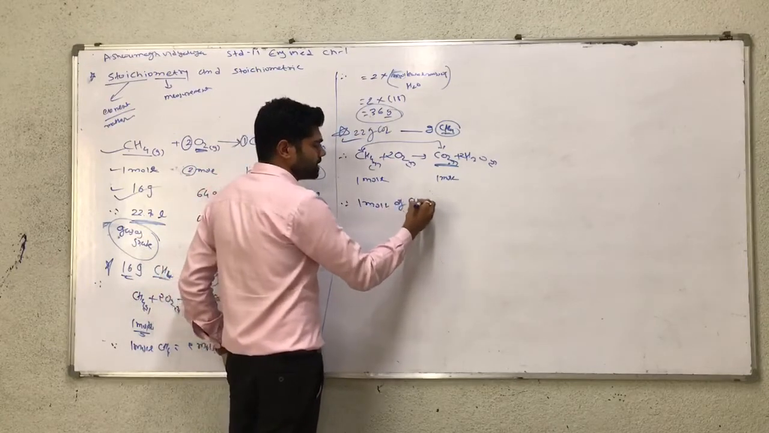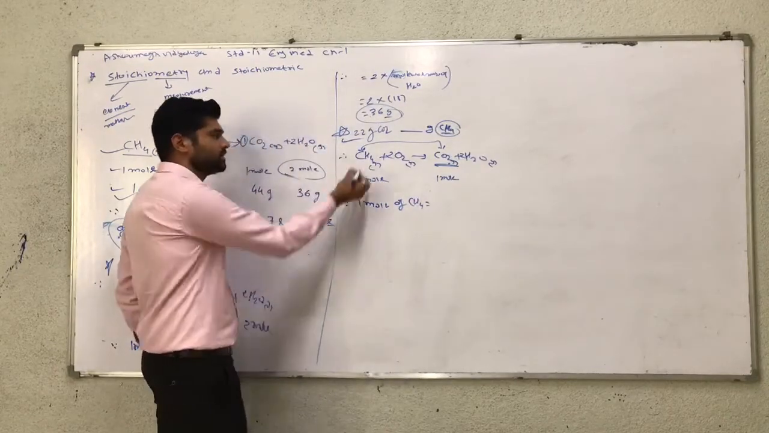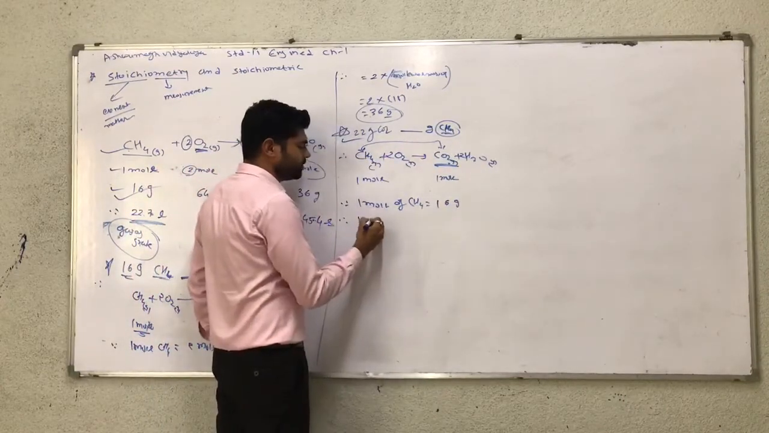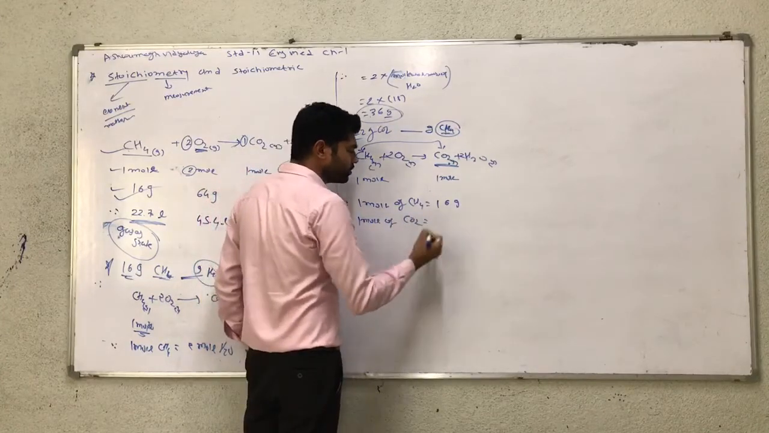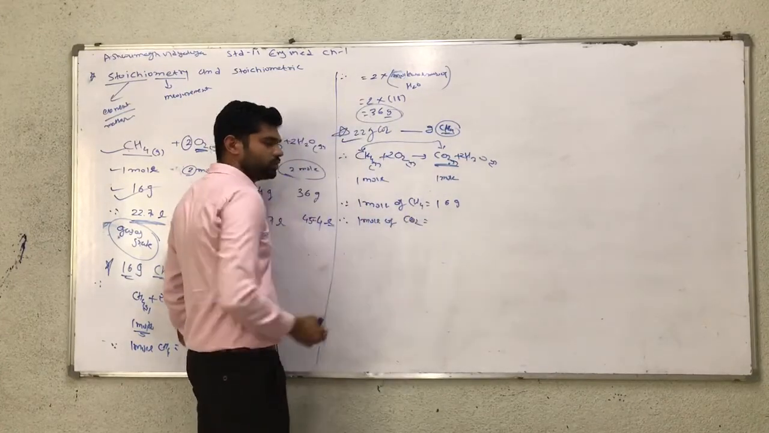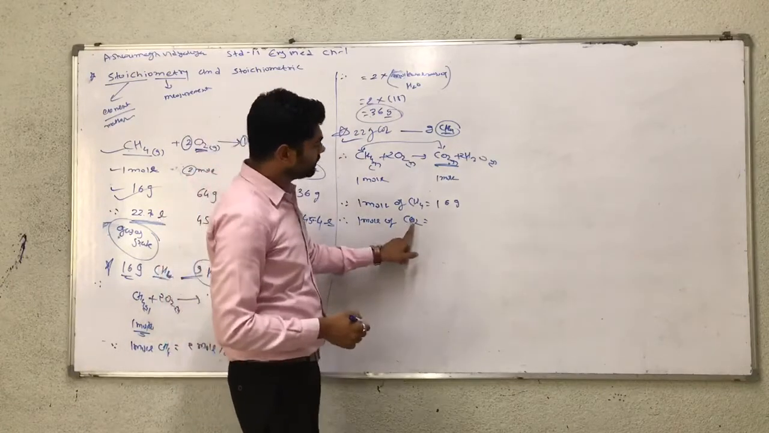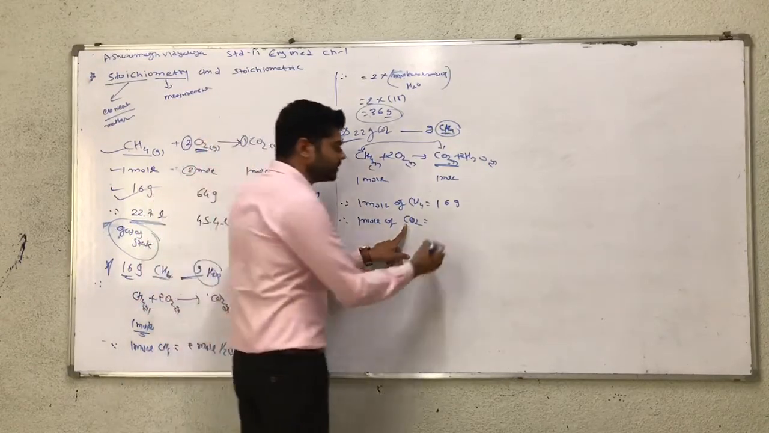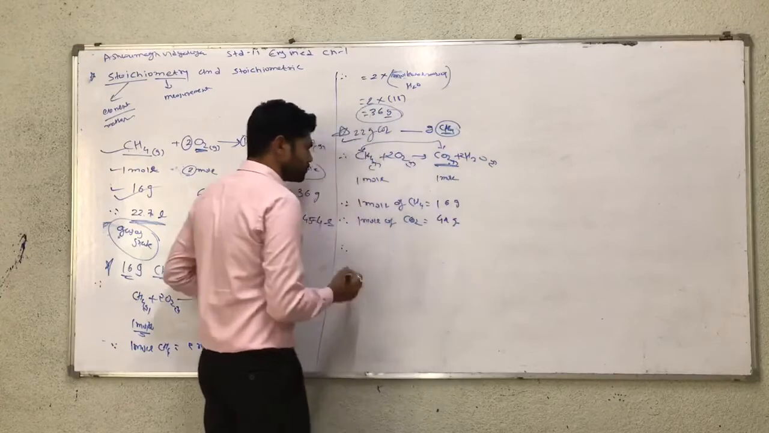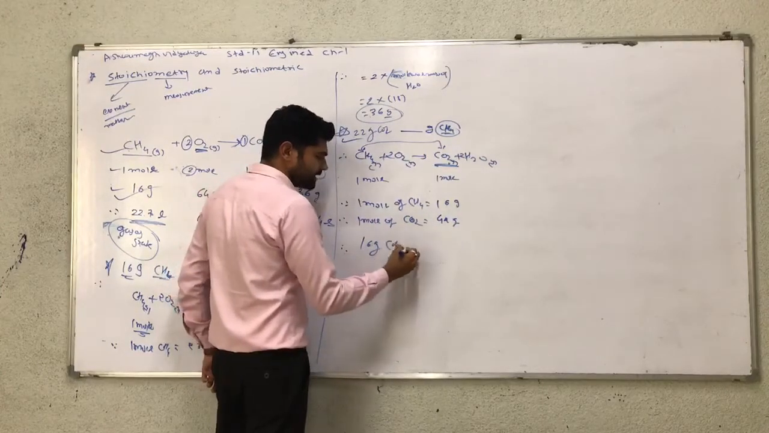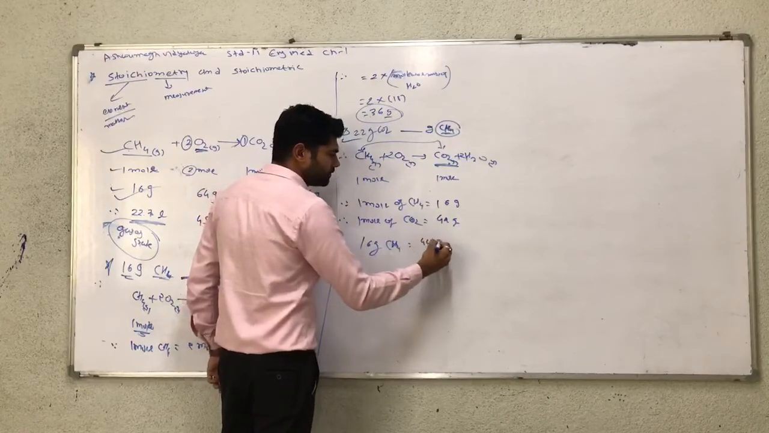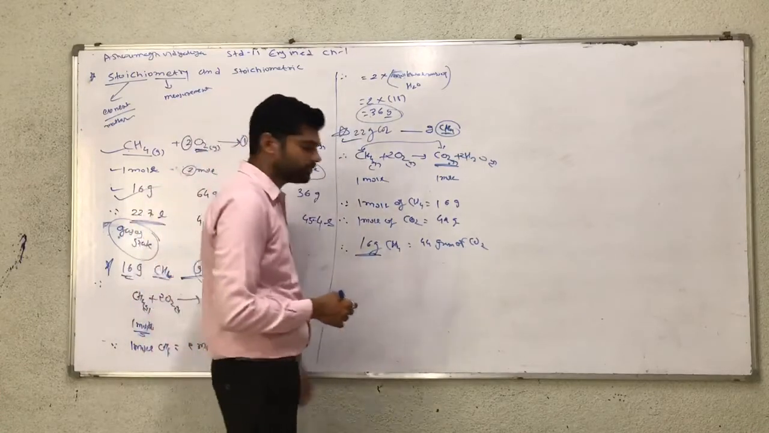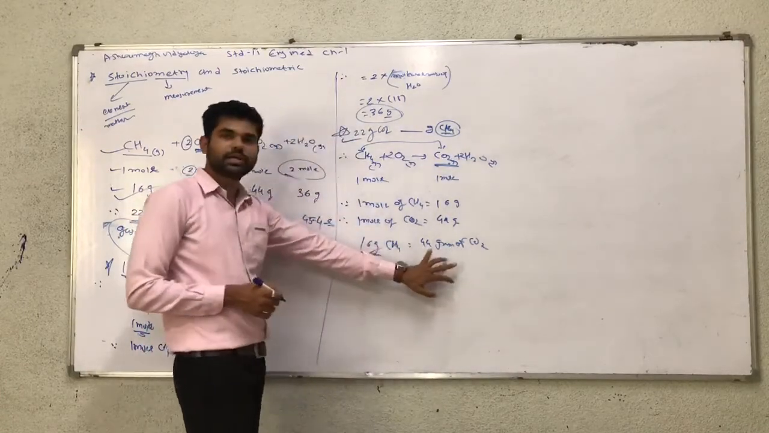1 mole of CH4 means how many grams? CH4: C is 12 and H4 is 4, therefore 16 grams. In a similar way, 1 mole of CO2 means how many grams? O2 means 16 into 2, 32, plus C, the atomic mass of C, which is 12. 12 plus 32, the answer is 44 grams. So 16 grams of CH4 is equal to 44 grams of CO2.